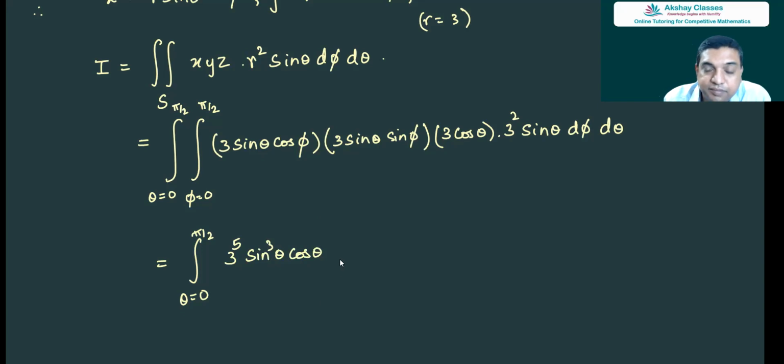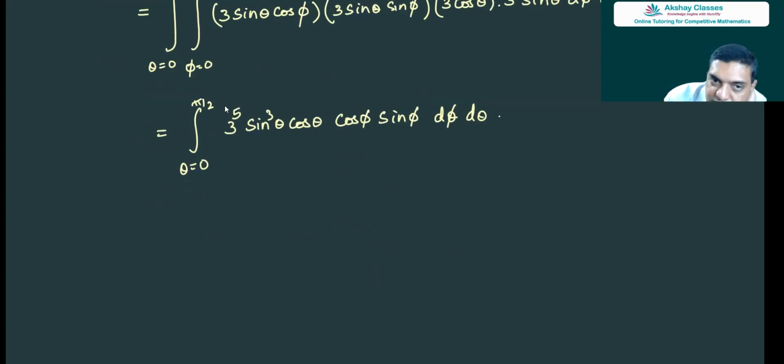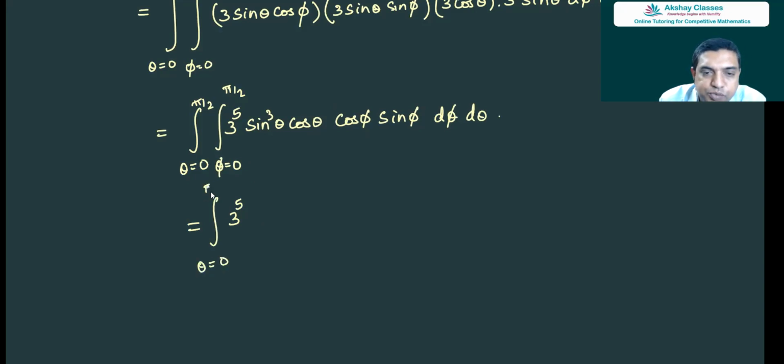Okay, then we have cos phi sine phi d phi d theta. Whichever one we want to do first, we can integrate. So let's first integrate with respect to phi. We can keep using Wallis formula, the easiest. 3 power 5, theta equal to 0 to pi by 2. Whenever the limits are 0 to pi by 2, Wallis formula is the easiest.